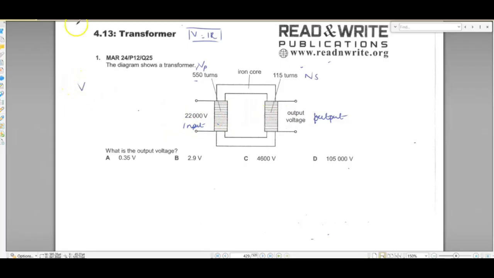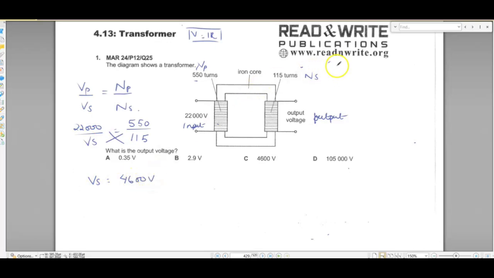We are going to use our formula Vp over Vs, where Vp is the voltage on the primary side and Vs is the voltage on the secondary side, equals the number of turns on the primary side over the number of turns on the secondary side. So input voltage is 22,000 volts. We need to find the output voltage, and the number of turns on the primary side are 550 turns, and the number of turns on the secondary side are 115 turns. So cross multiplication is going to give you an answer of 4600 volts.